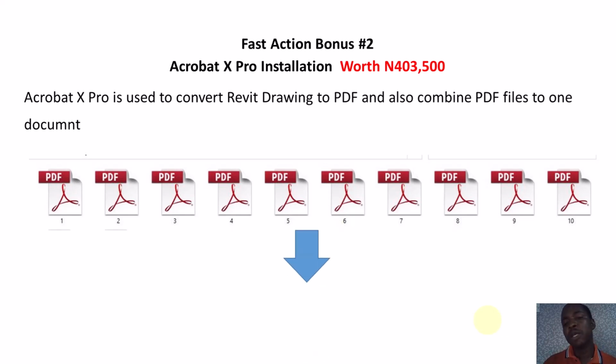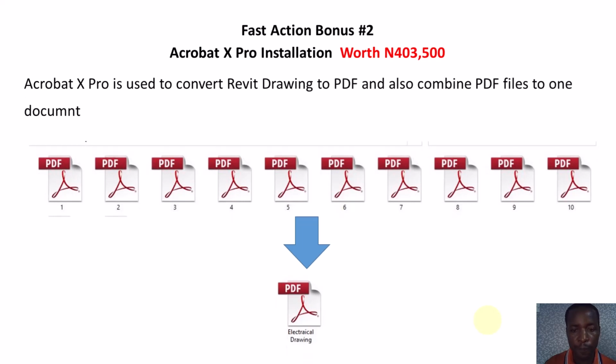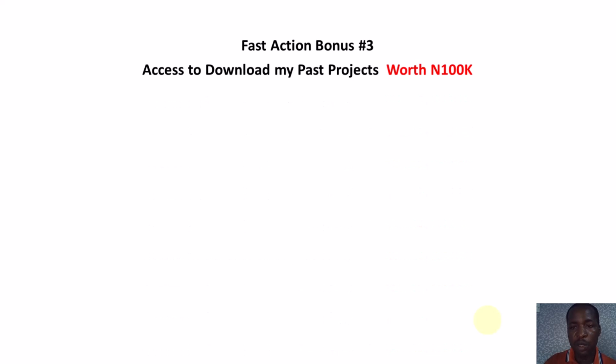Now what is the use of this software called Acrobat X Pro? Acrobat X Pro is used to convert Revit drawings to PDF, and it's also used to combine PDF files into one document. If you have many PDF files and want to combine them to be more professional, you can use this software to combine them together. It's very, very important. The software is very, very useful. All right, and it doesn't stop there.